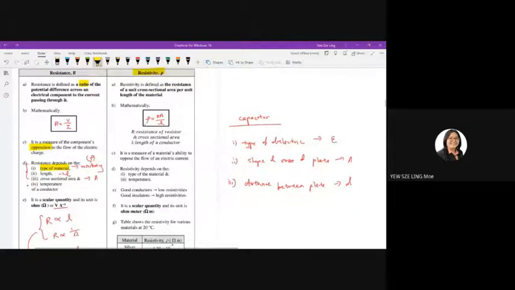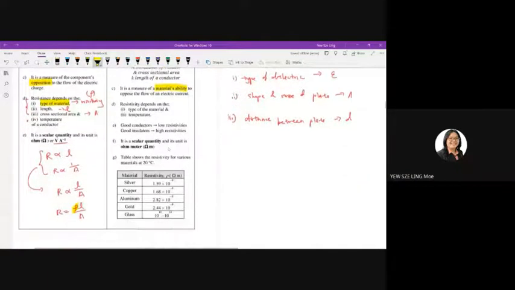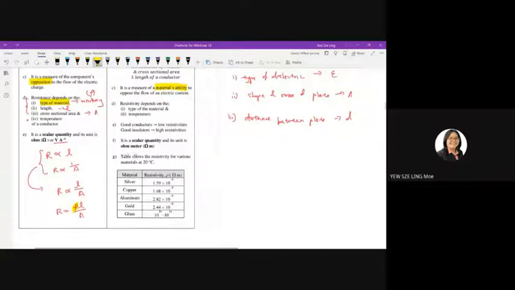So resistivity is equals to RA over L. It is a measure of material's ability to oppose the flow of electric current. Therefore, we say it depends on material. So resistivity depends on the type of material and it depends on the temperature. Good conductor have low resistivity. Good insulator, it has high resistivity. So again, it is a scalar quantity and the unit is ohm meter. Okay, not ohm. Resistivity is ohm meter. Resistance is ohm. Okay, resistivity is ohm meter.